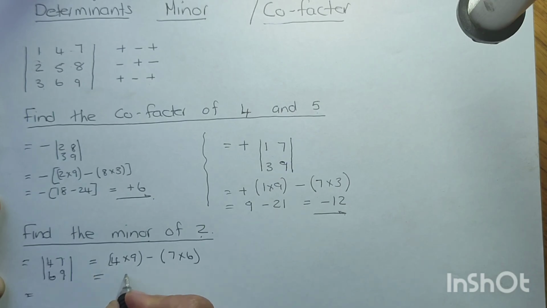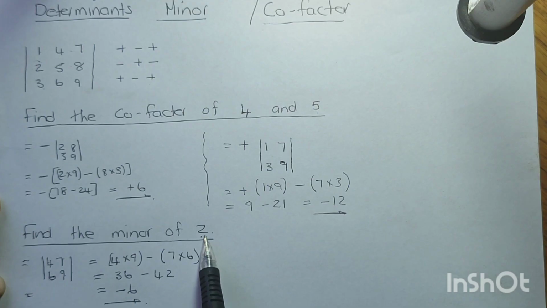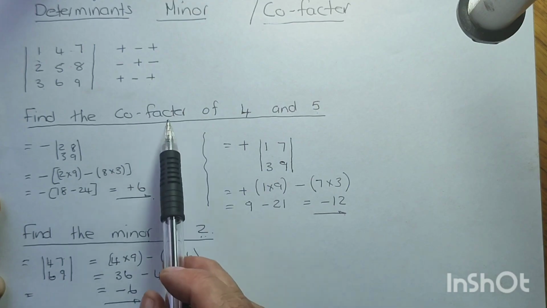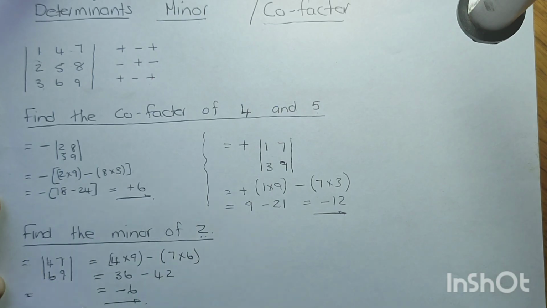And 4 times 9 will give me 36. 7 times 6 is 42. And then it will give me an answer of minus 6. And that's how I find the cofactor of values and the minor of this value. So the cofactor does include these signs, whereas the minor is always positive.